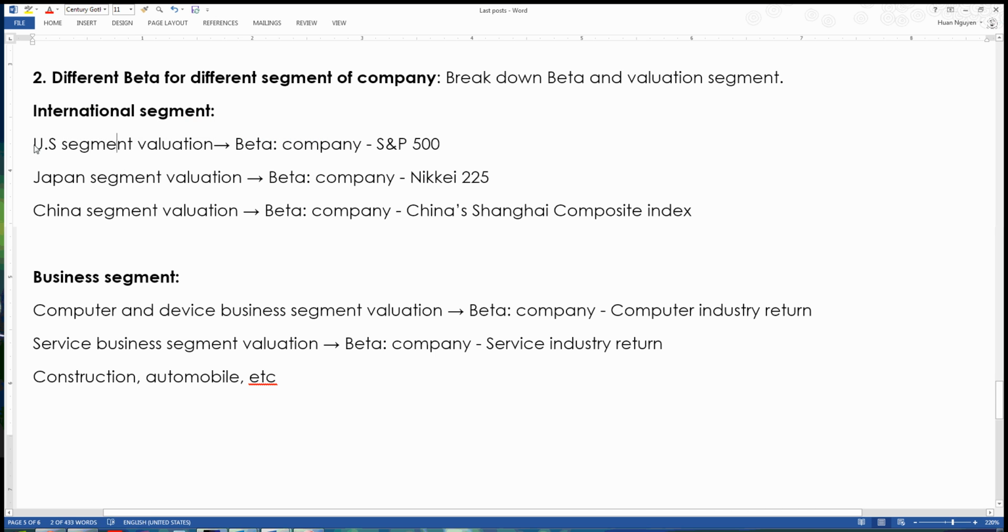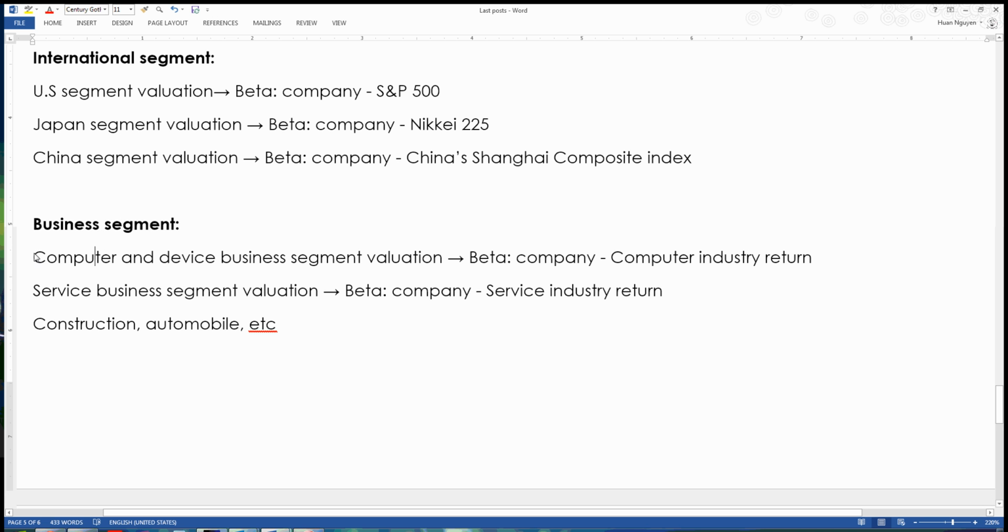So with Apple, when we evaluate the US segment, we will have the beta calculated based on the Apple stock return and S&P 500. For the business segment in Japan, we will calculate the beta based on Apple stock return and Nikkei 225. In that way, for the China segment valuation, we would use the beta based on Apple stock return and the China Shanghai Composite Index.